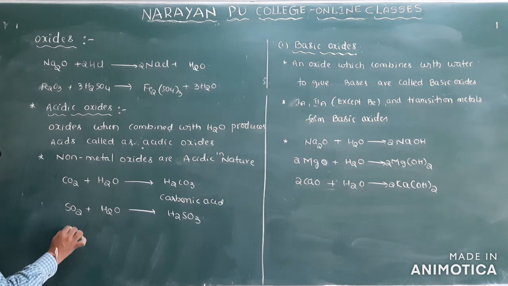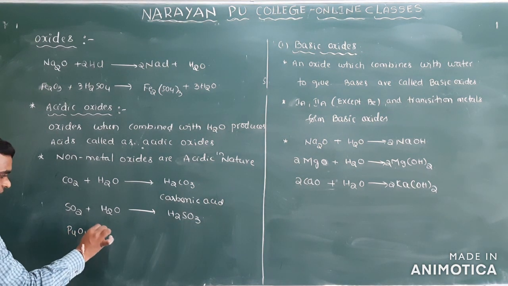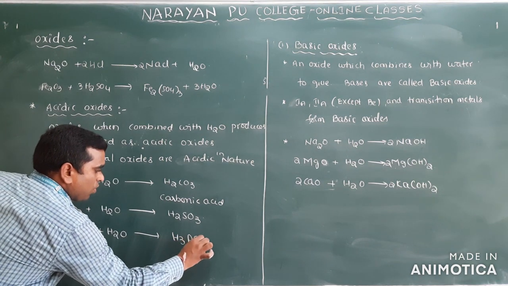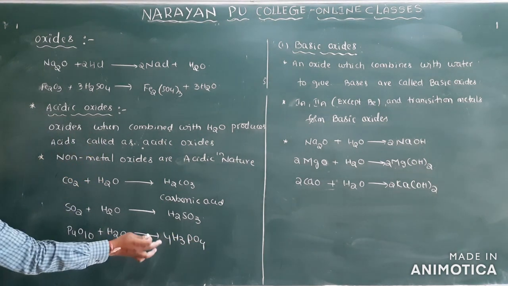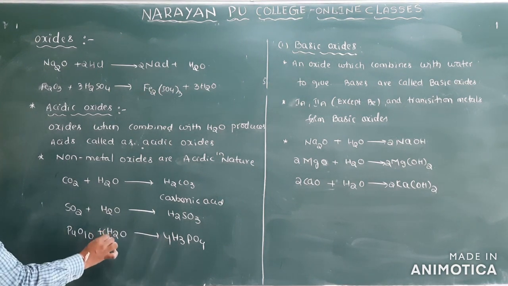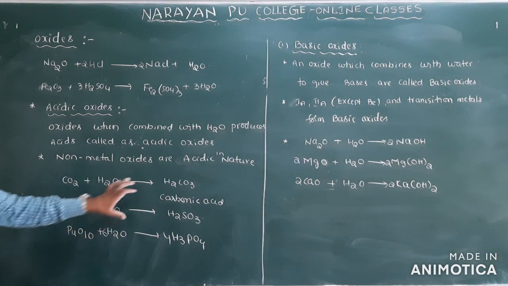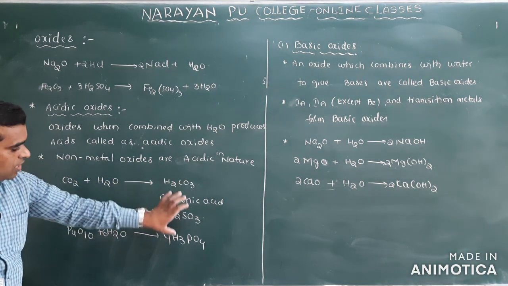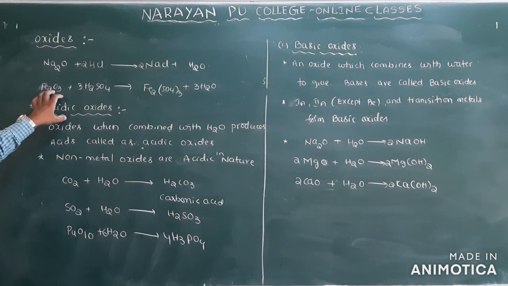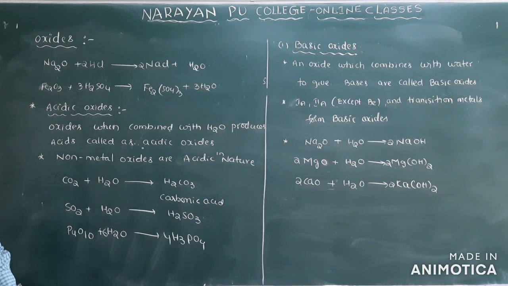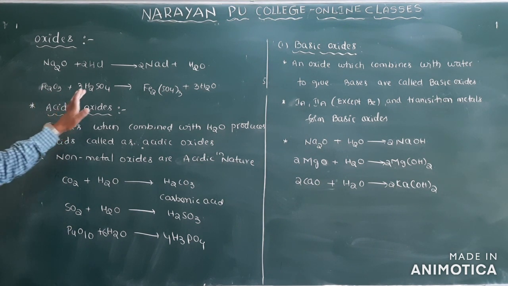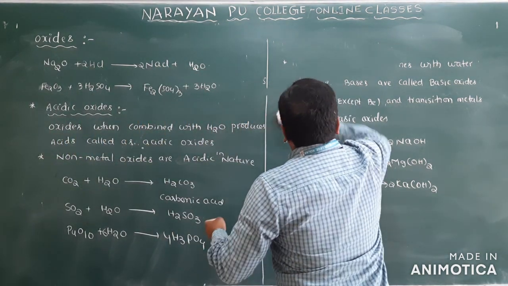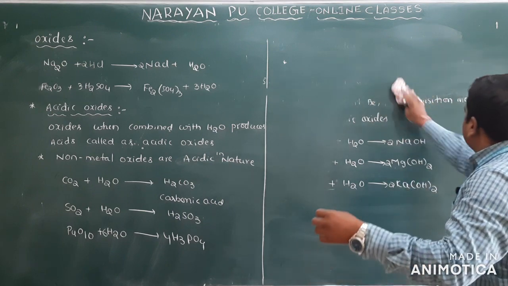In the same way, take P4O10 plus H2O. What will you get here? H3PO4, which we call phosphoric acid. And here 12 are there, so you have to take 6 moles. See? So whenever non-metal oxides are dissolved in water, you get acid. So that's why non-metal oxides are acidic in nature. These are non-metals, so these are acidic oxides. They react with bases, so they give salt plus water. That you write here. Simple.